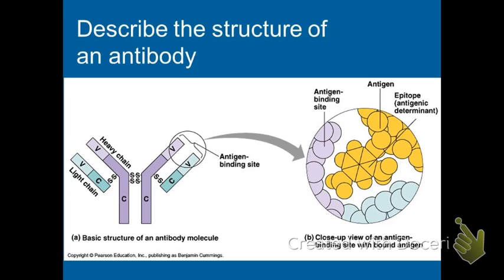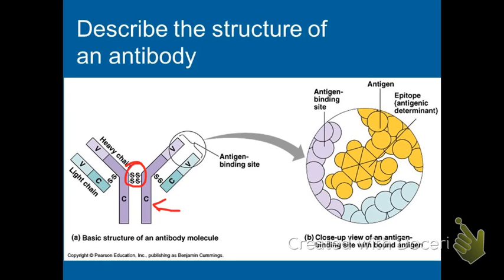Antibodies are a protein that has quaternary structure, and that involves some components which are constant and some parts that are very variable. So the C areas here, those are going to be the constant regions. They're always structurally the same. Notice they're held with disulfide bridges. That was one of the things that could hold tertiary or quaternary structure together.